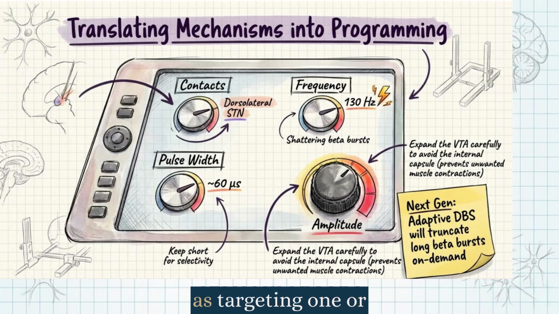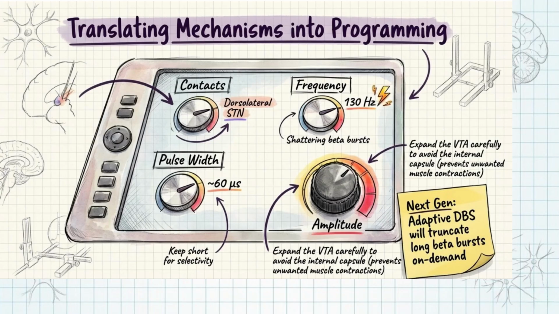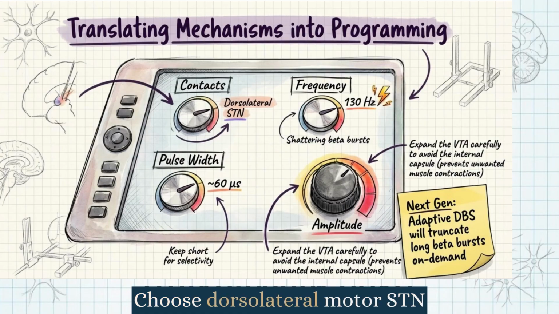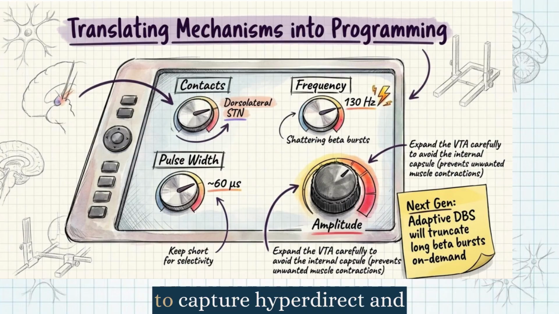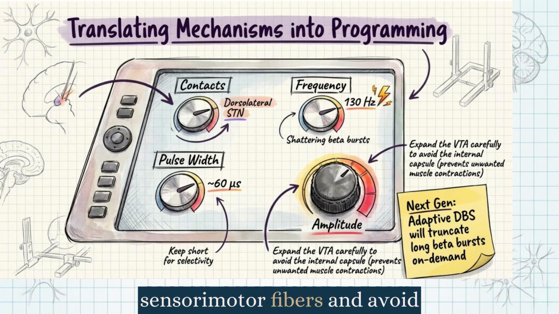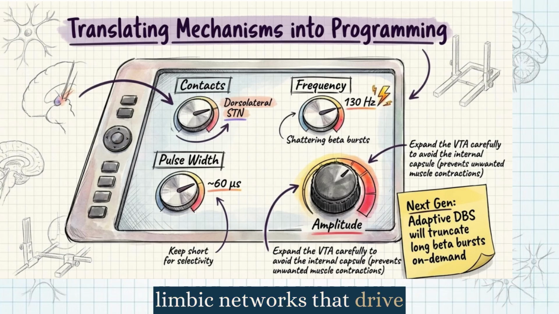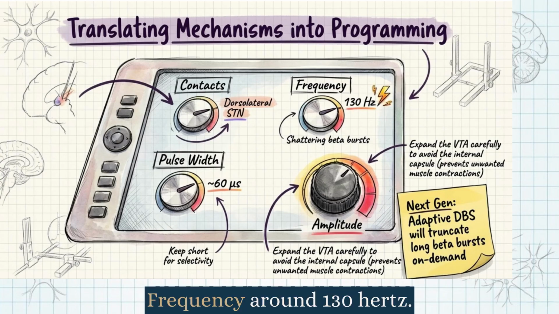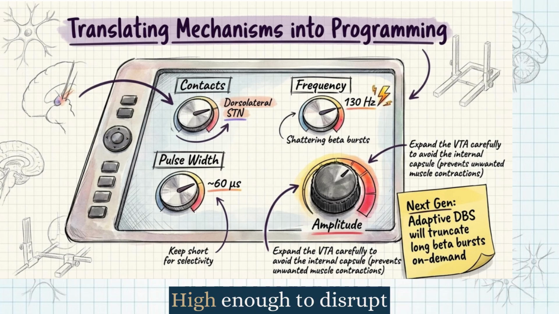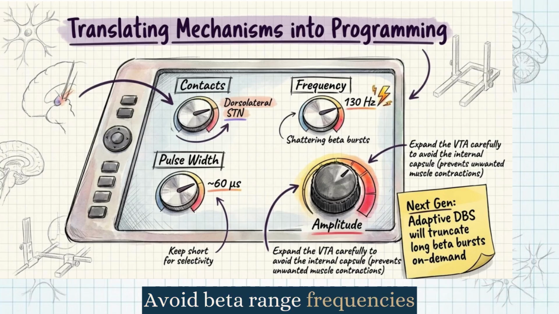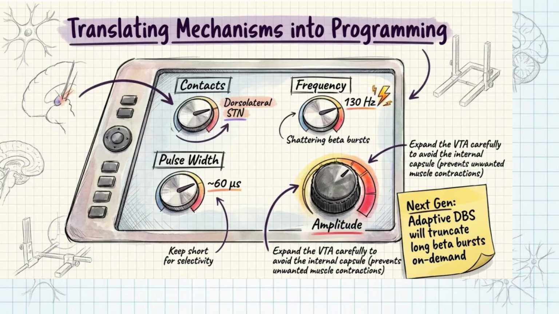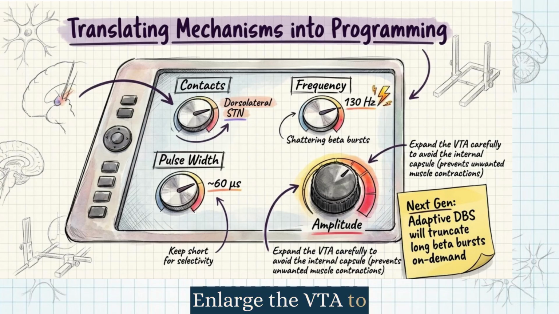Think of each parameter as targeting one or more mechanisms. Target and contact: choose dorsolateral motor STN to capture hyperdirect and sensorimotor fibers, and avoid limbic networks that drive mood effects. Frequency: around 130 Hz, high enough to disrupt beta rather than reinforce it. Avoid beta range frequencies that can worsen slowness. Amplitude: enlarge the VTA to recruit more beneficial fibers, but stop when you hit internal capsule or limbic side effects. That is your therapeutic window.